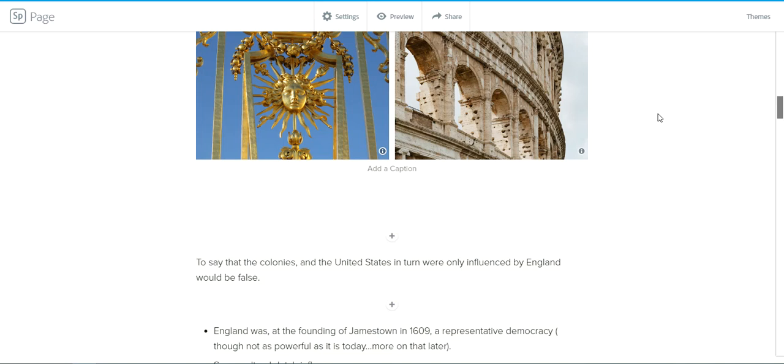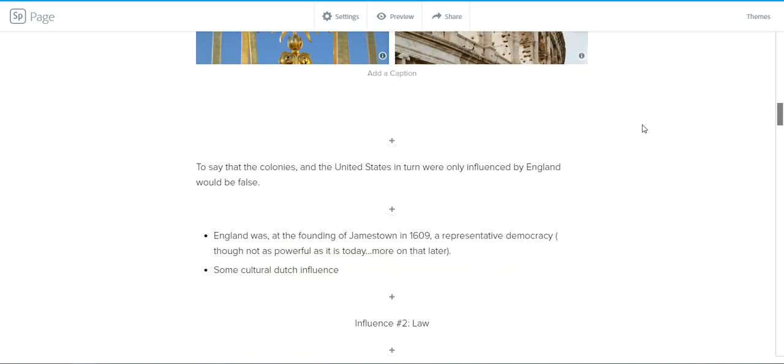So it would be false to say that it was influenced by England. But when we look at political influences, in other words, how government does and manages power and enacts authority, England was the primary influence. At the time of Jamestown in 1609, England really was the only representative democracy in Europe.